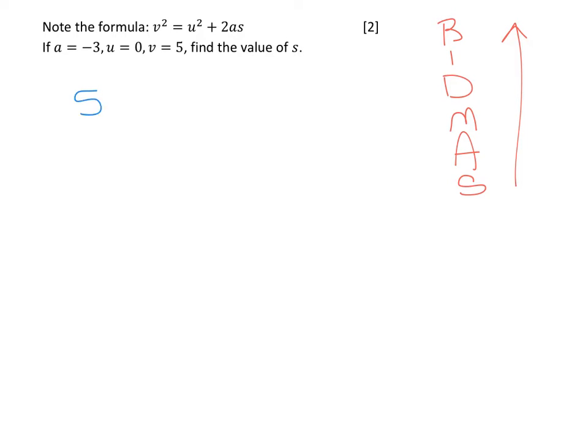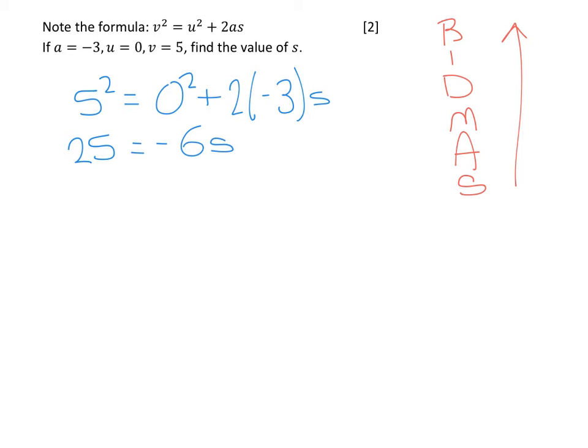So we know that V squared is going to be 5 squared, U squared is 0 squared, plus 2 lots of minus 3 times by S. Before we move anything, we're going to simplify. So 5 squared is 25, 0 squared is nothing, and over here we've got minus 6S.